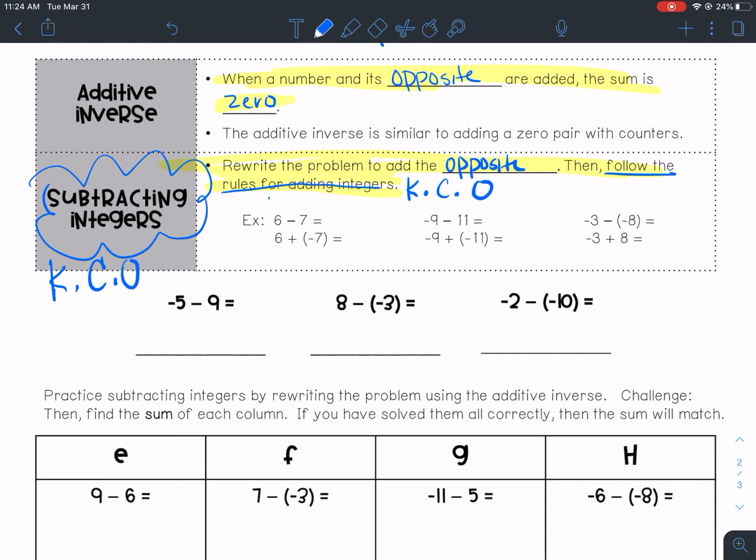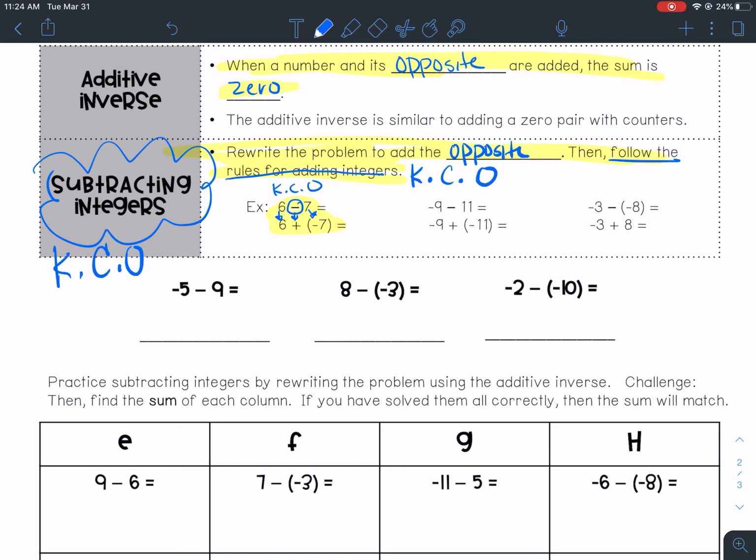So for example, here I do KCO. I keep my 6, change my subtraction to addition, and the opposite of +7 was -7. Write this example down. So now I'm going to follow the regular rules. So 6 plus -7, there's different signs. So same signs add and keep. Different signs subtract. So 7 minus 6 is 1. Take the sign of the larger number. So which number is larger? 7, right? If I ignore the negative. So it's a negative: -1.